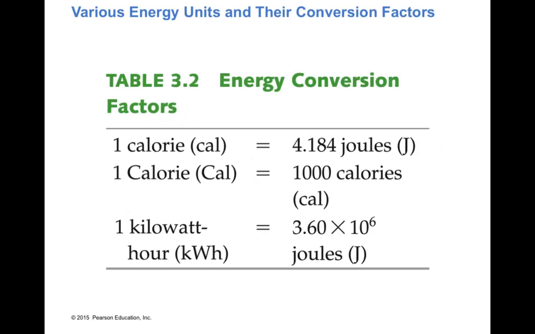This is a table with the energy conversion factors. 1 calorie is equal to 4.184 joules. 1 nutritional Calorie is equal to 1000 calories. And 1 kilowatt-hour is equal to 3.6 times 10 to the power 6 joules.